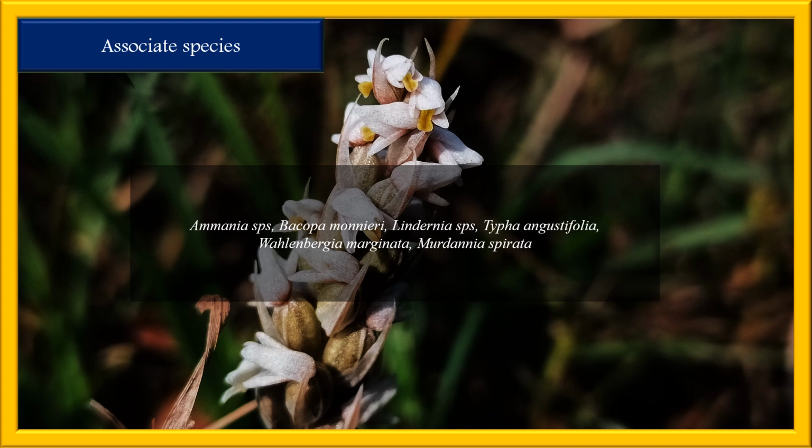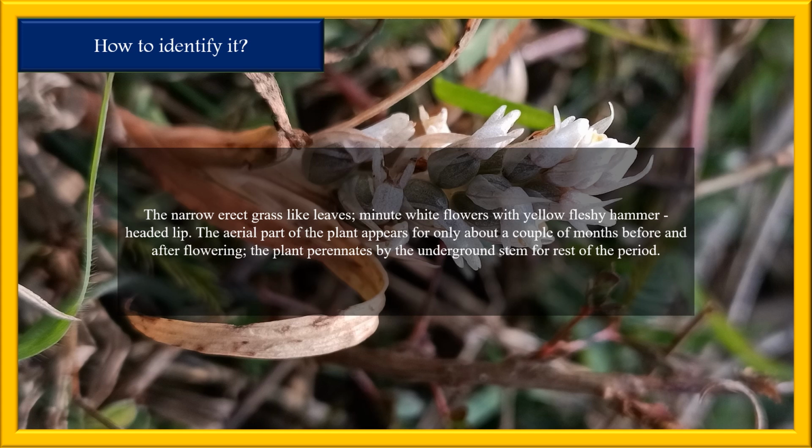So the main part is how to identify it and where you can mostly find it. To identify it, look for the narrow, erect, grass-like leaves and minute white flowers with a yellow fleshy hammer-headed lip. The aerial part of the plant appears for only about a couple of months, as I have told before. Then the plant survives by the underground stem for the rest of the period. It means if you see it in this month, then next year in the same month you will also see that orchid in that area, if it is not destroyed before that.